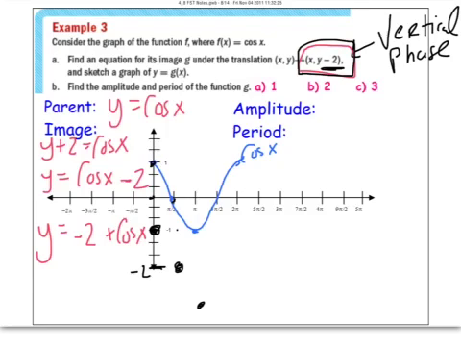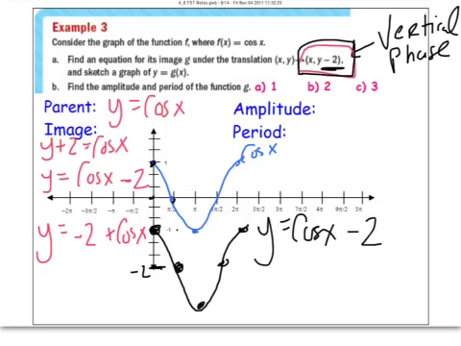This one's going to come off a little more. This guy here, down 2. This one here, down 1, 2, right there. And then if you connect those, this is the new graph. This is y equals the cosine of x minus 2. Now part B wants you to find the amplitude and the period of the function.